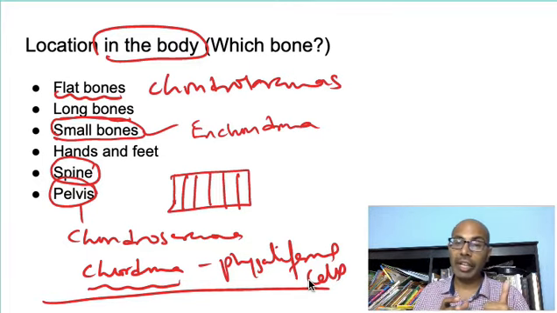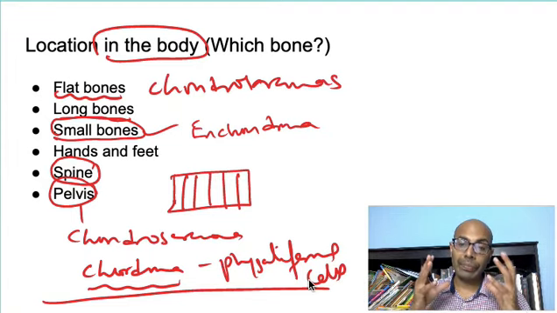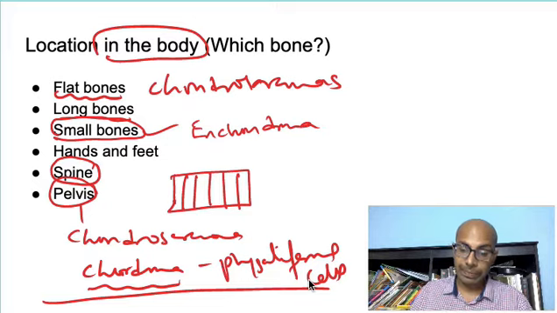So first thing, when you look at an X-ray, look at what type of bone it is. Is it a flat bone? Is it a long bone? Is it a small bone? Hands and feet, distal radius. Look at the type of bone that they are presenting, and then 50% of the work is done, and you can narrow down which are the tumors or lesions that you would like to diagnose.